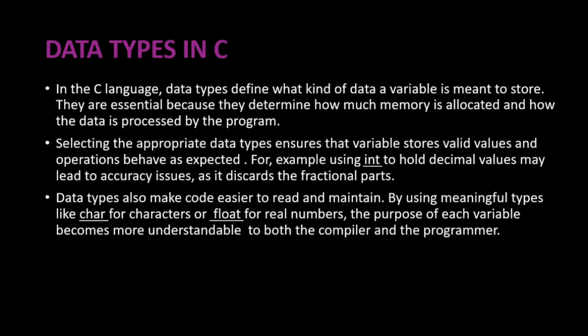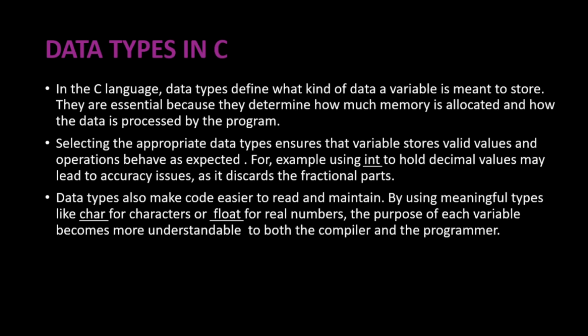Data types in C. In C language, a data type means the kind of data a variable is meant to store. Whatever data is stored in a variable, we have to know what kind of data it is, whether it is an integer, a float, or a character. That's why data types are used in C.